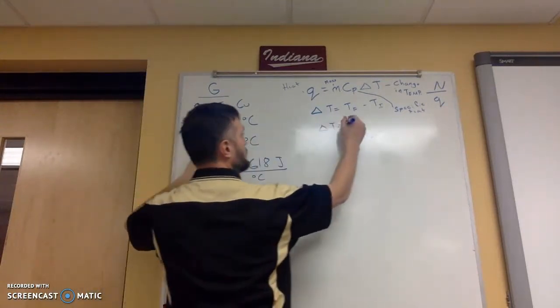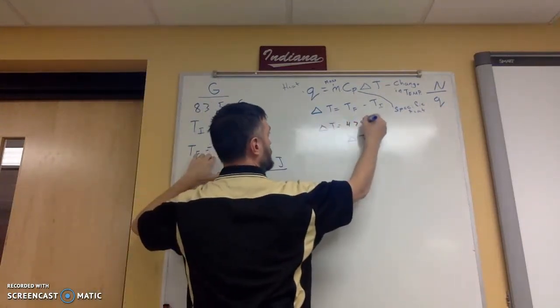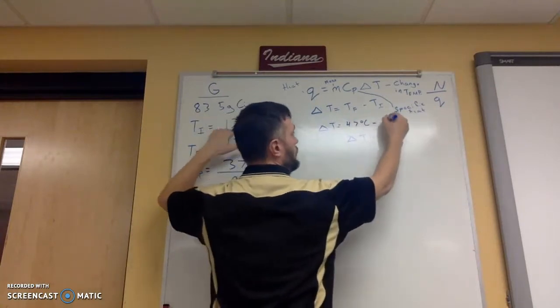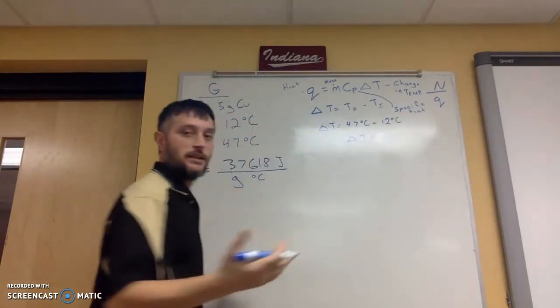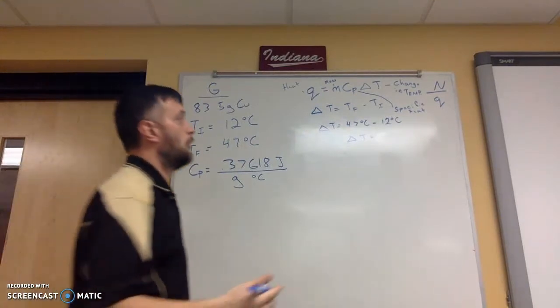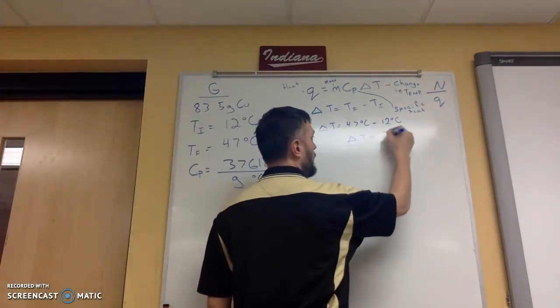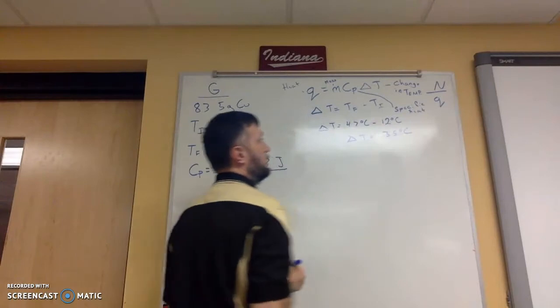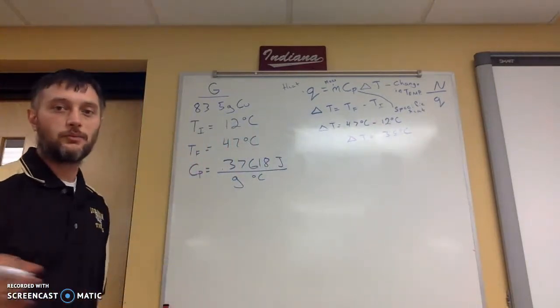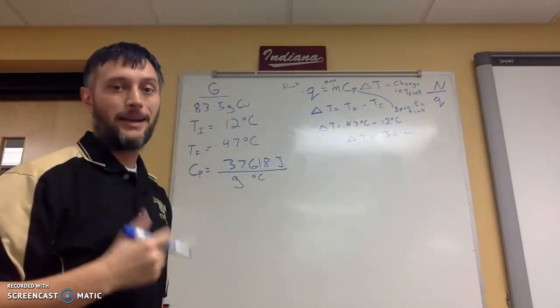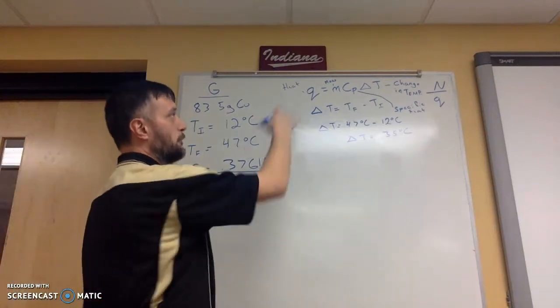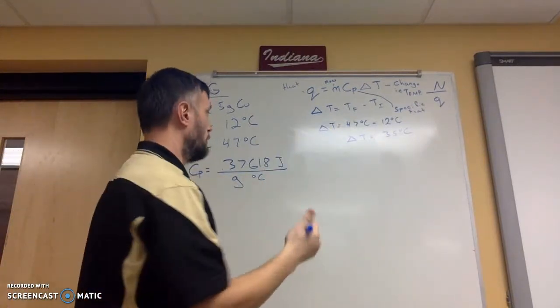My final temperature is 47 degrees Celsius. My initial was 12 degrees Celsius. So I just need to subtract those two. So my delta T is going to be 35 degrees Celsius. Now that I've got that, I apologize about the glare. But now that I've got that, it's a really easy algebra problem. I just plug in all the variables and solve for Q.